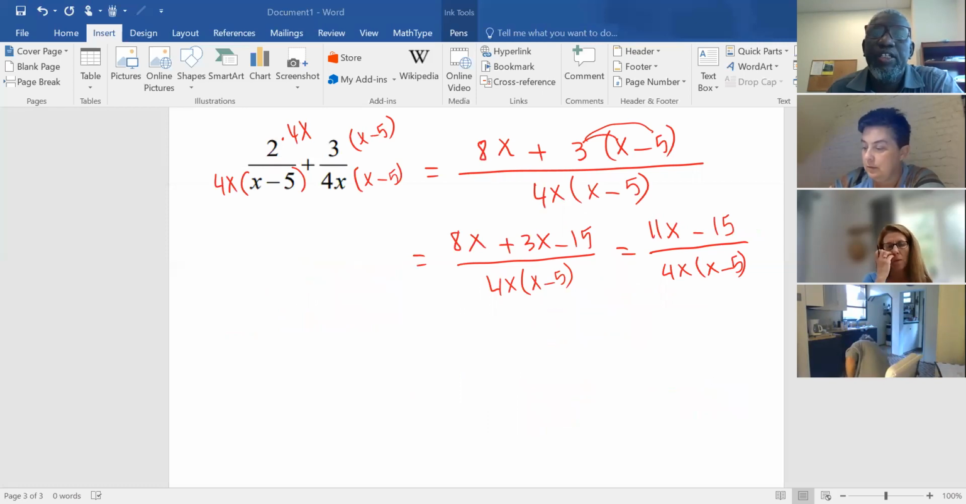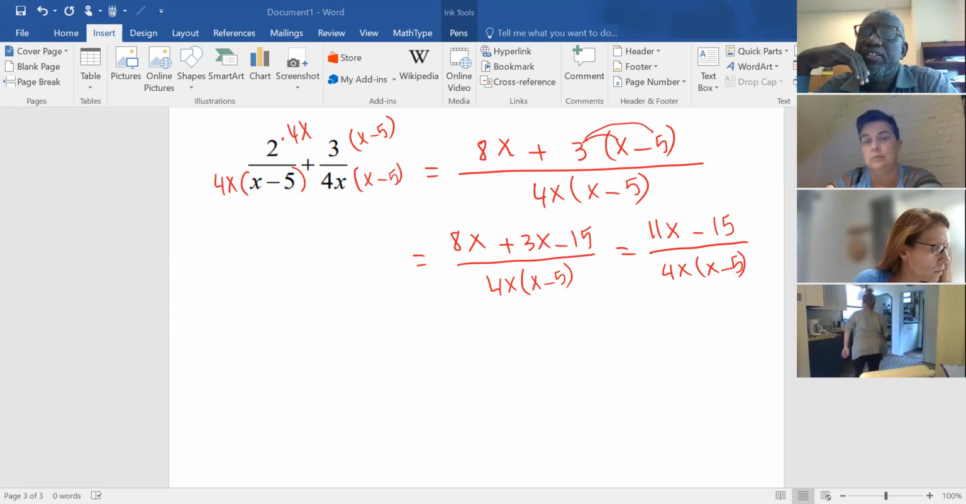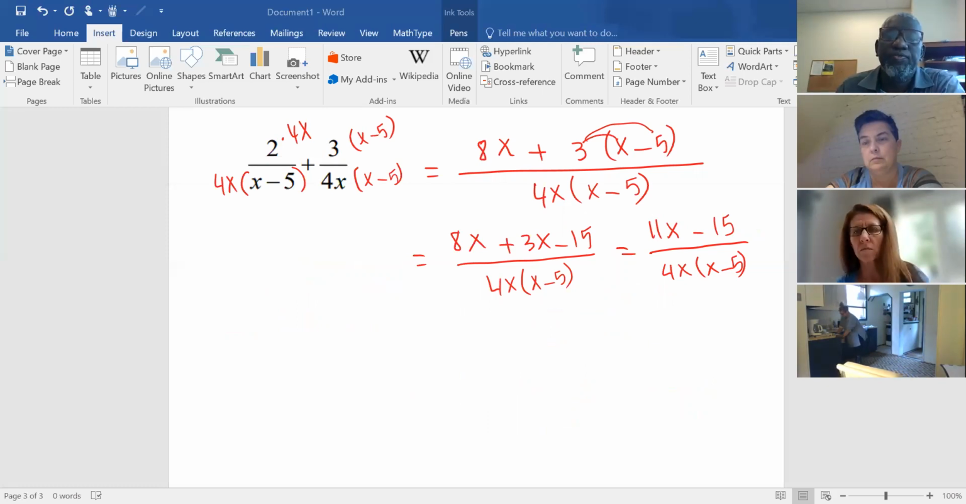And now our next one here is, you see, in all the examples we did, we didn't have to factor anything, right? But for this one, before we find the LCD, we will have to factor.